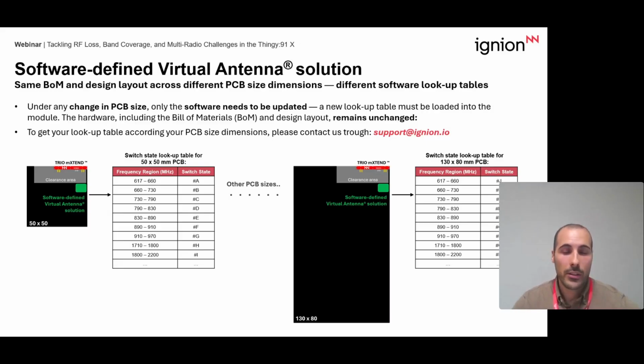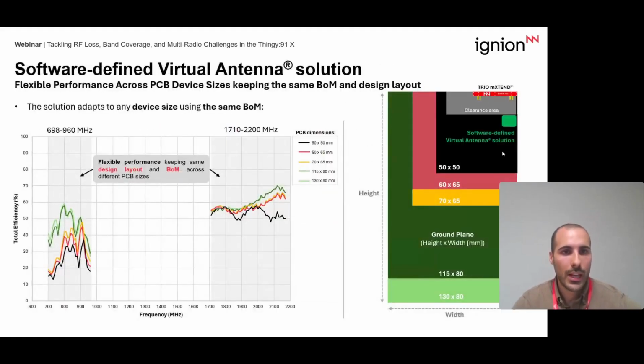So if your device has different dimensions than the Thingy91X, all you need to do is to upload through software the corresponding lookup table to the module according to your PCB size. And that's it. So as you can see here in this slide, and as I mentioned before, even if the PCB dimensions change, you will always be able to configure the Nordic module using the corresponding Ignion switch state lookup table to cover the entire cellular range and provide cellular connectivity to your device in a very simple way.